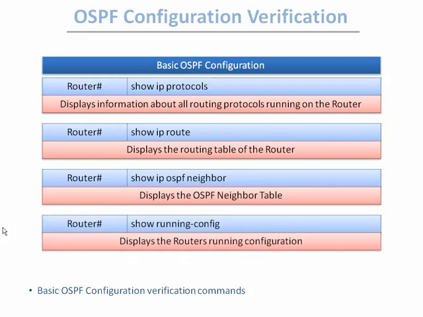We can also use the show running-config command, or show run for short, to display all the running configuration of the router, or the configuration that the router is currently using, which is probably the best way to view or to verify any kind of configuration. But now let's see an example here.